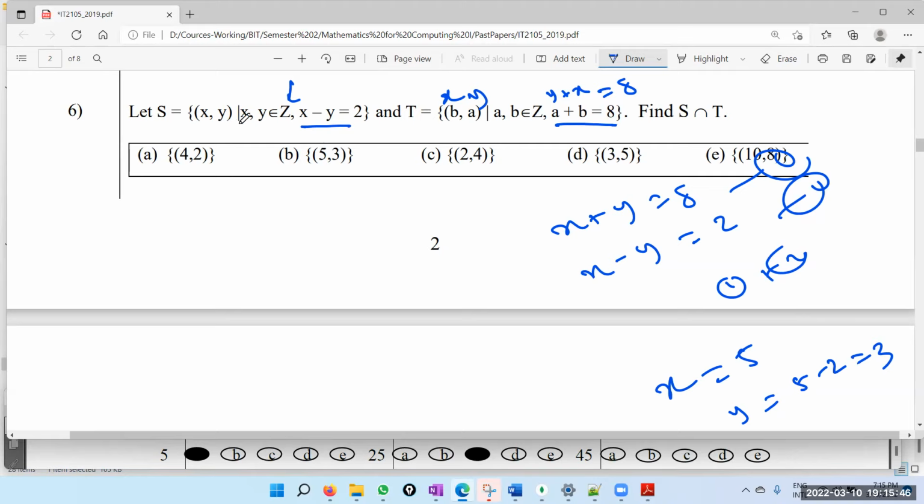You have to check the order also. X is 5, y is 3. Okay. Can it be something else? No, right? No, because when you have two lines, it intersects at only one place. Okay. Answer is the set has only one value, 5 comma 3, not 5 and 3. Answer is B.